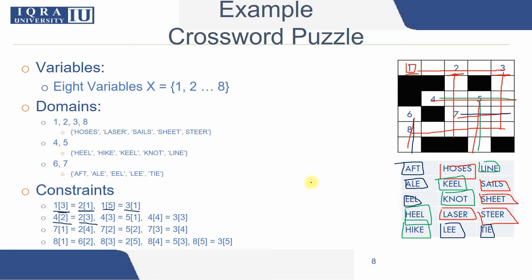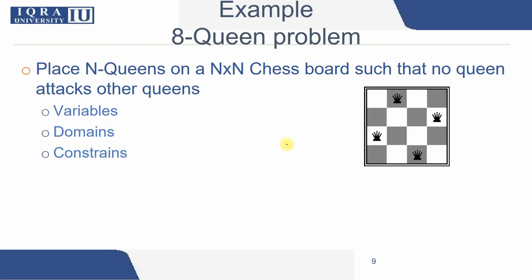Okay, similarly if you take the eight queen problem as an example, we can also solve the eight queen problem as a constraint satisfaction problem. And why? Because we do not need the path that would take us to a solution, we just need a solution. The final configuration should be such that no queen attacks another queen, and it does not matter how we find where to place the first queen, where the second queen is placed.